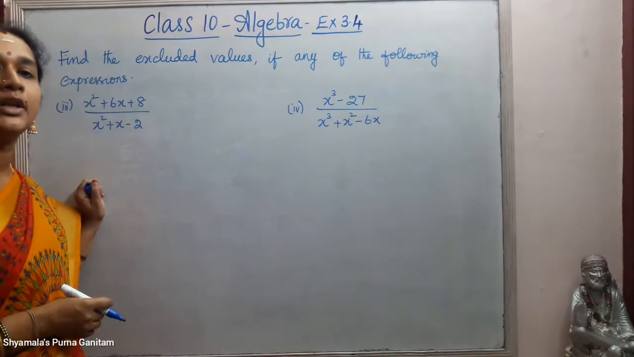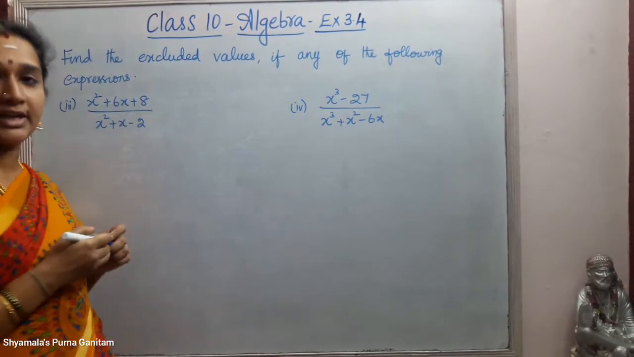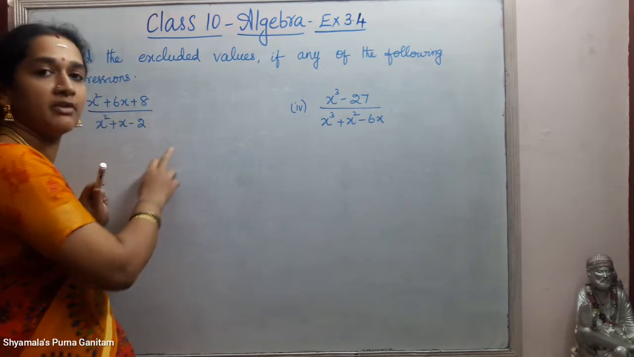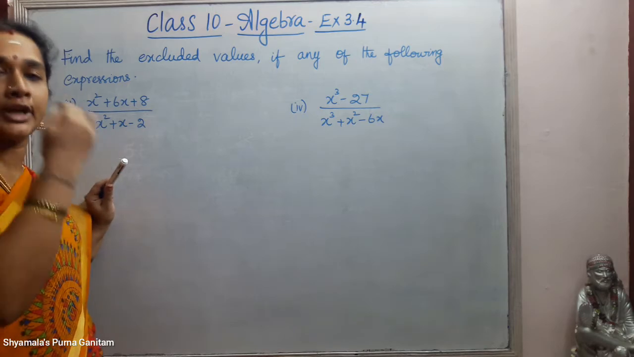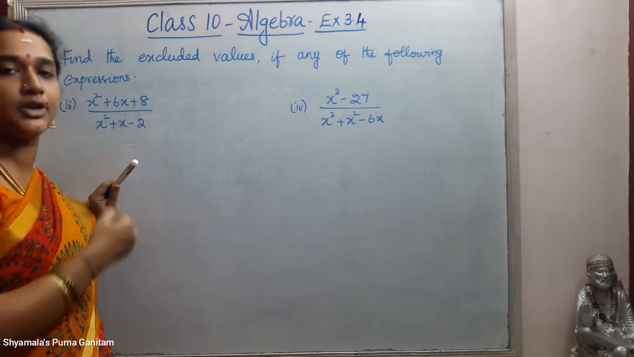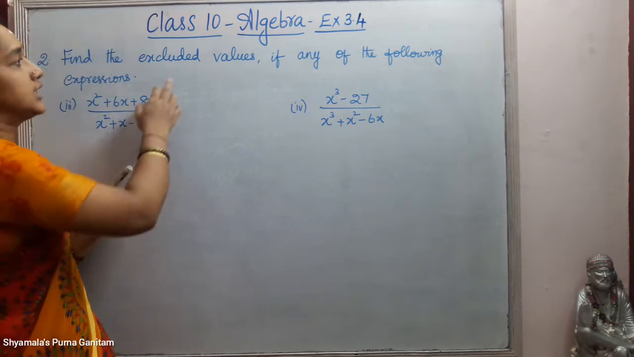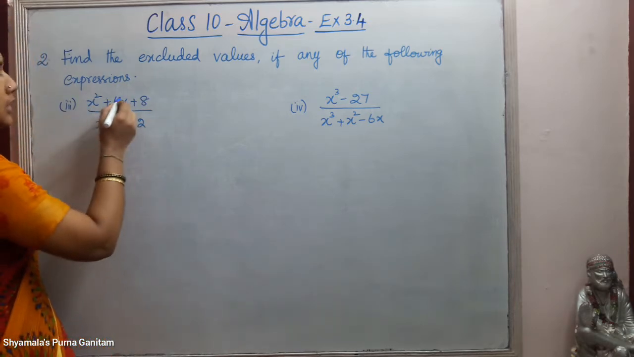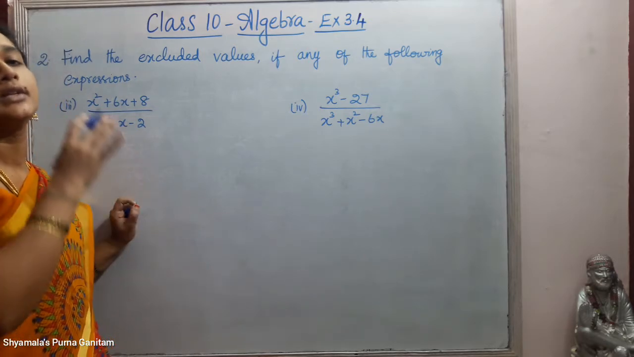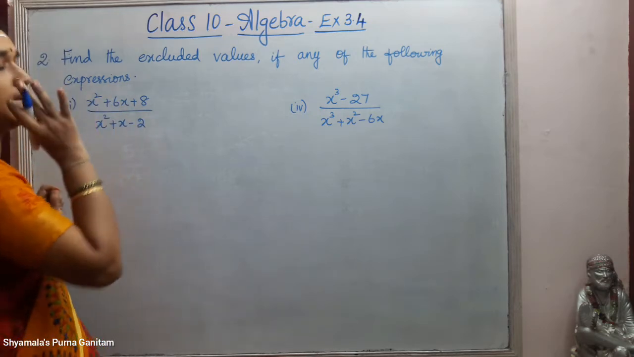Now the third sum: x squared plus 6x plus 8 by x squared plus x minus 2. We are asked to find the excluded values. First we need to find the reduced form of this. Then after that, if we equate q of x, the denominator, to 0, whatever x values we get are the excluded values. Both numerator and denominator are quadratic polynomials, so we will get two values. If there is any possibility to reduce it, first we need to reduce it, then find the excluded values.